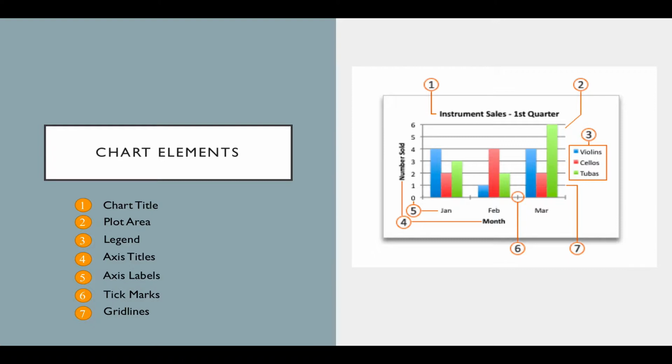So when you look at this diagram, number 1 is the chart title. Number 2 is the plot area, the area where the bar graphs are. Number 3 is the legend, which tells you what colors correspond to which item. Number 4, the axis titles. Number 5, the axis labels. Number 6, tick marks. They may or may not be there and they're not mandatory. And number 7, grid lines.